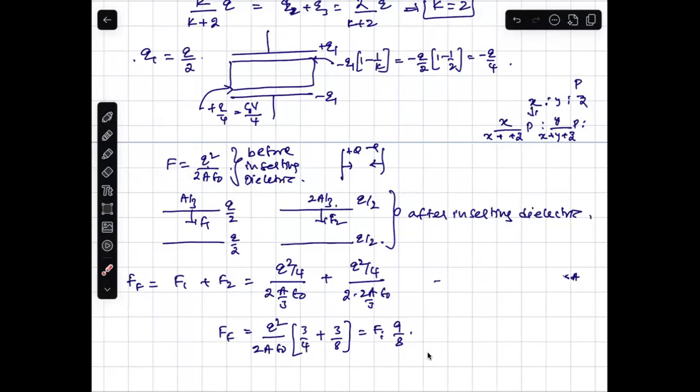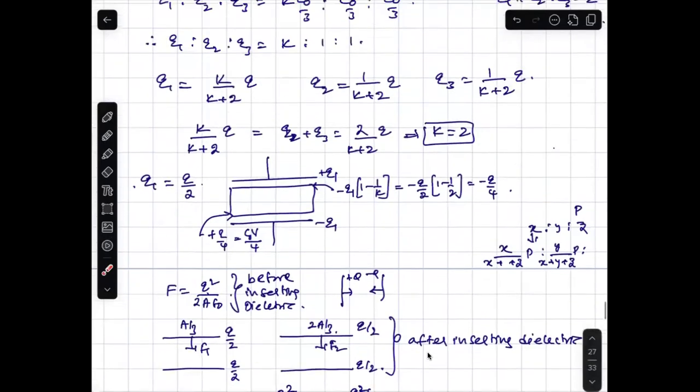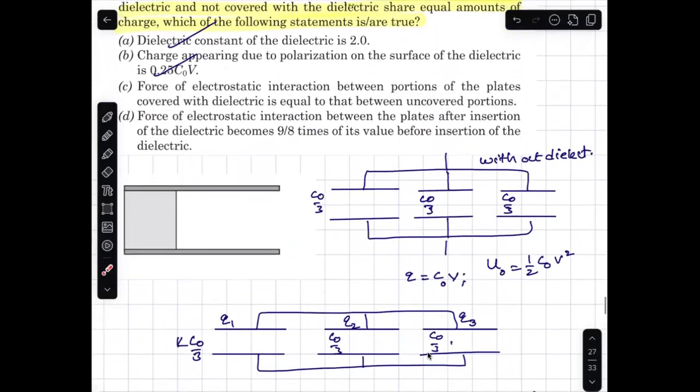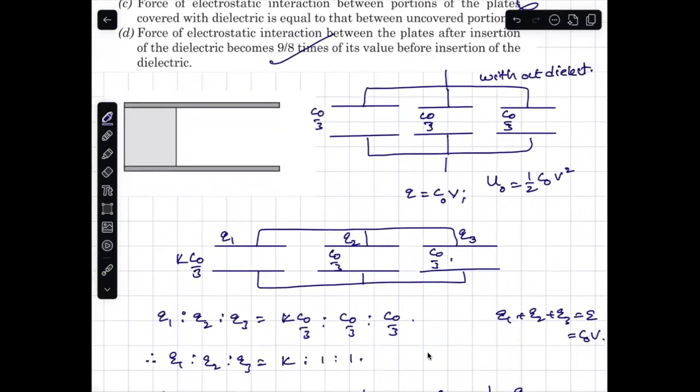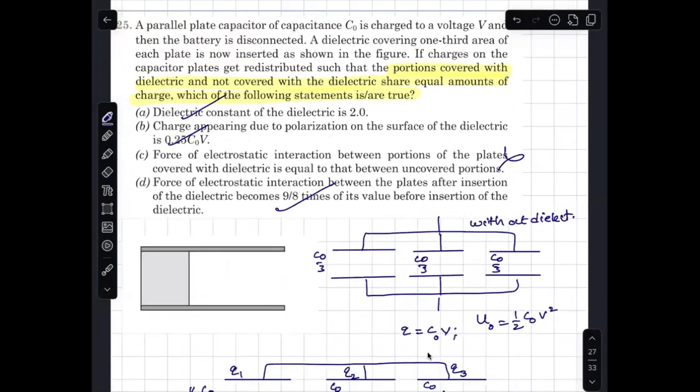Force between two parallel plates with air. This is the force between the same two parallel plates partially filled with dielectric. So it is 9 by 8 times the previous one. It's more. So what was given? Force of electrostatic interaction between portions of the plates covered with the dielectric is equal to the uncovered portions. Wrong. It's not equal. Next, 9 by 8 times is correct. Right. Very good question, really very good question.